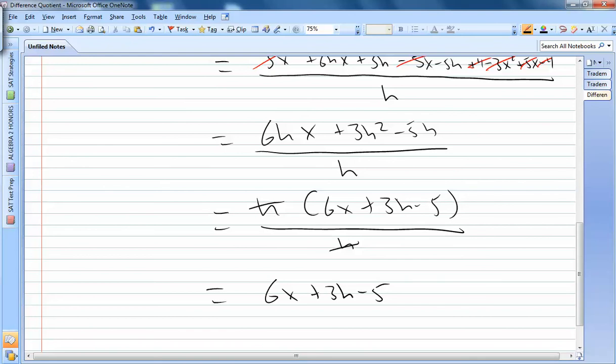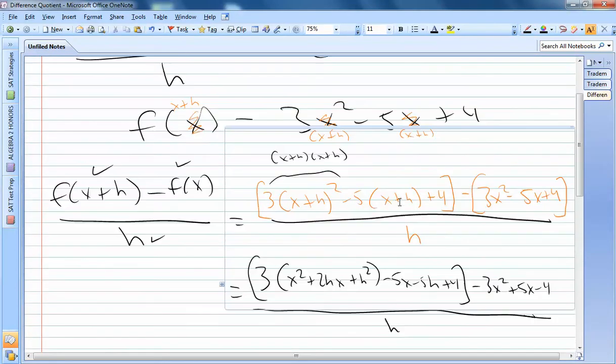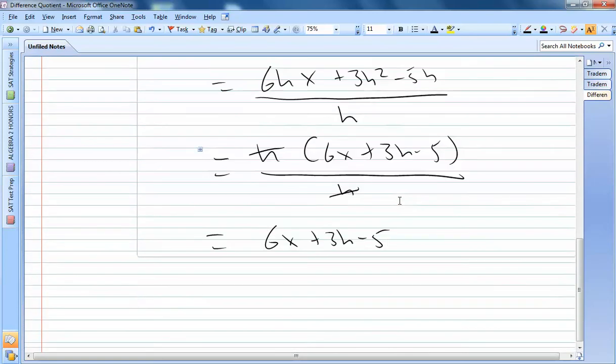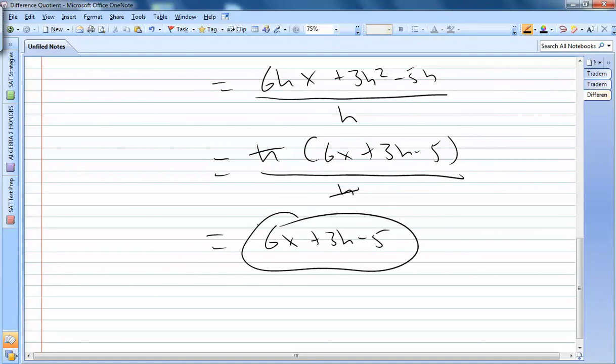Now, the h is kind of a nuisance, but when you take calculus, you'll know what to do with the h. But what we've done right here is actually found the derivative of 3x squared minus 5x plus 4, or basically found the rate of change for that function. And of course, it depends on what x and h are, but I'm not going to get into that. So that is your answer, and that's how you find the difference quotient.